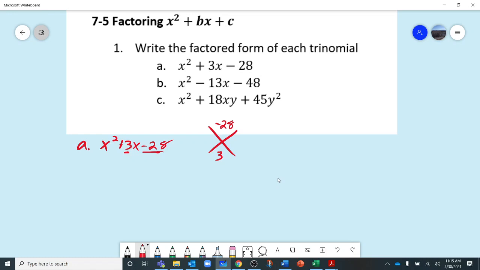Okay, so let me think. What are my factors of negative 28? 14 and 2, that's not going to give me a 3. 7 and 4. 7 and 4 can give me a 3. And I want it to be a positive 3, so I'm going to do a positive 7 and a negative 4.